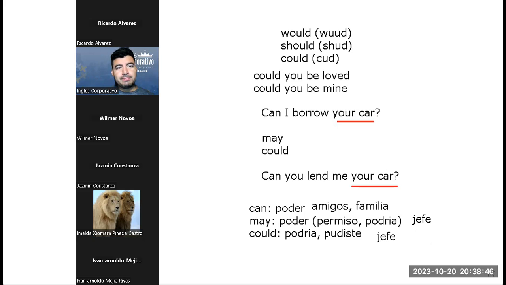¿Y la diferencia entre may y could? Es básicamente, se pueden utilizar ambas. No hay una regla en específico. It's right? Yes, that's it.